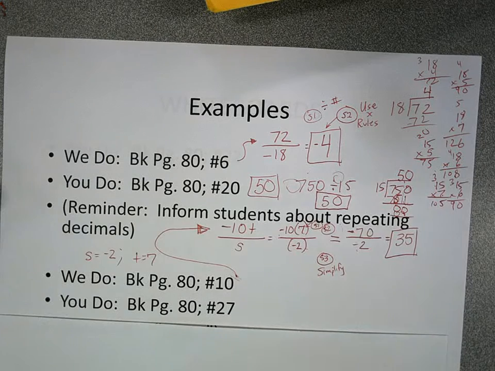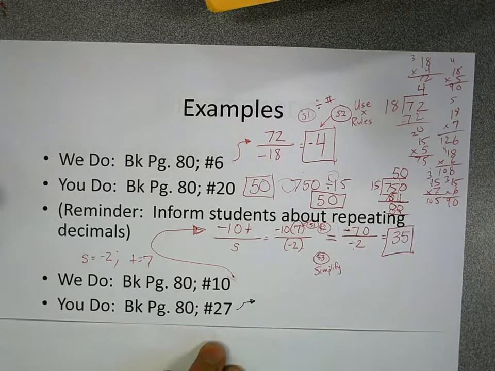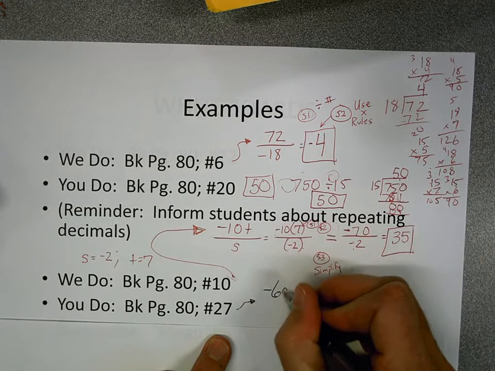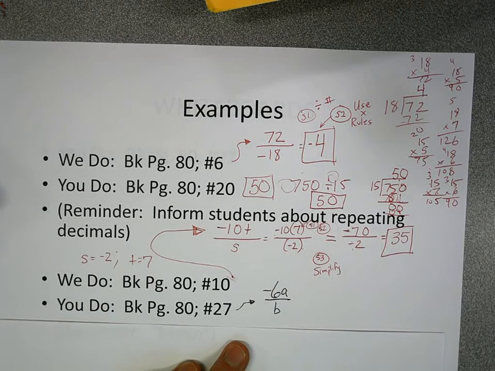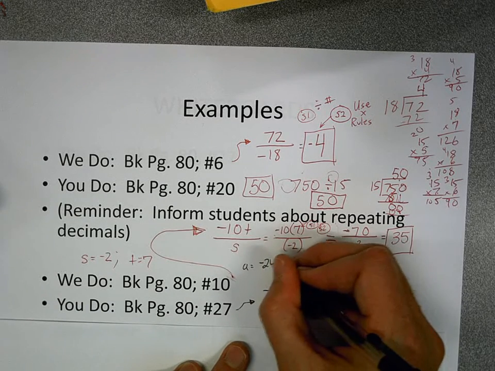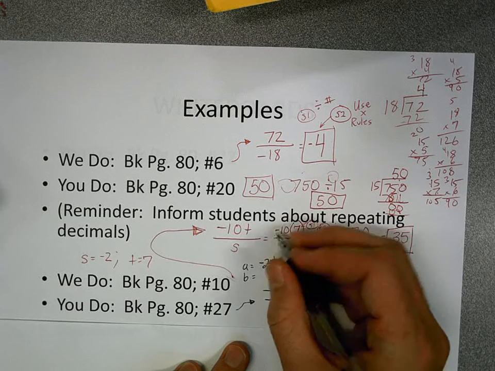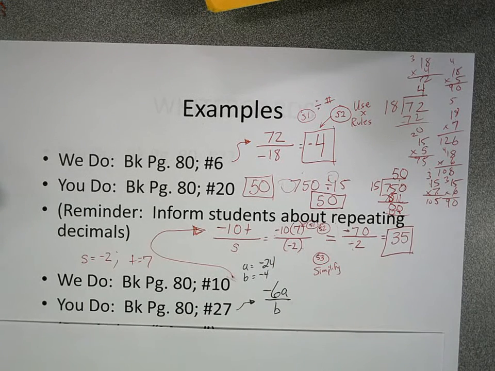All right, here we go. Problem 27 says evaluate each expression. On problem 27, it gave you negative 6a divided by b, and it says a is equal to negative 24, b is equal to negative 4. All right, so here we go. Just to check it out, I just want the answer.